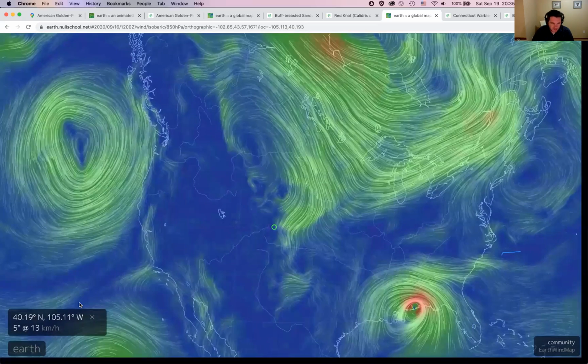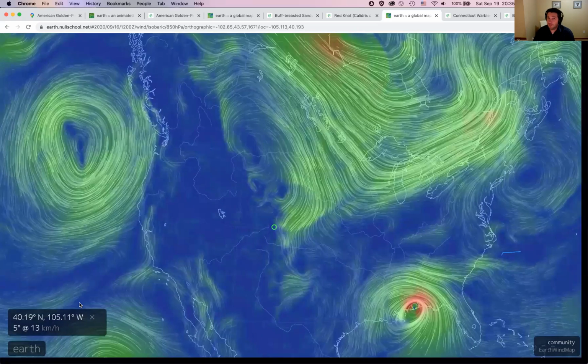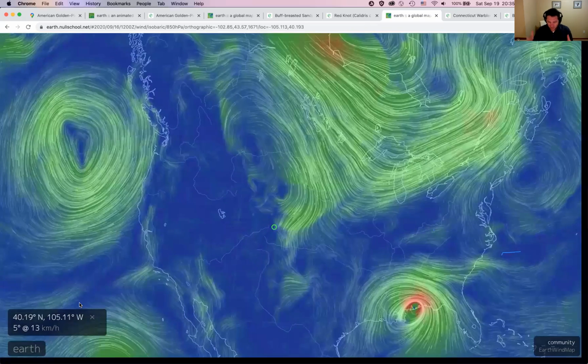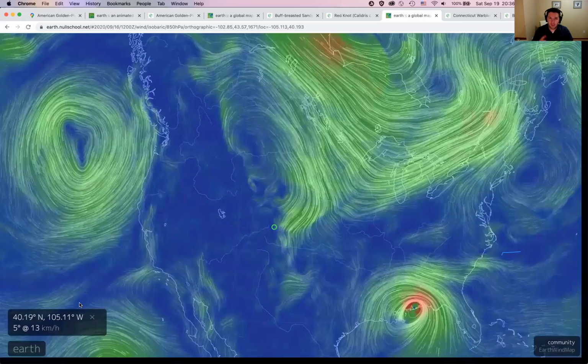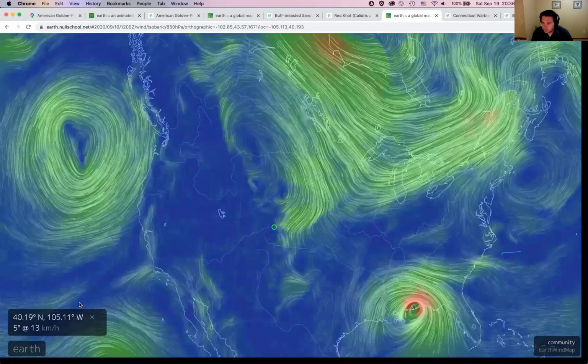Bill, this website is not made for mobile devices, and they haven't figured out a way to get it there yet. So I am on my Mac computer, my laptop, I'm scrolling in and out to zoom in and out.